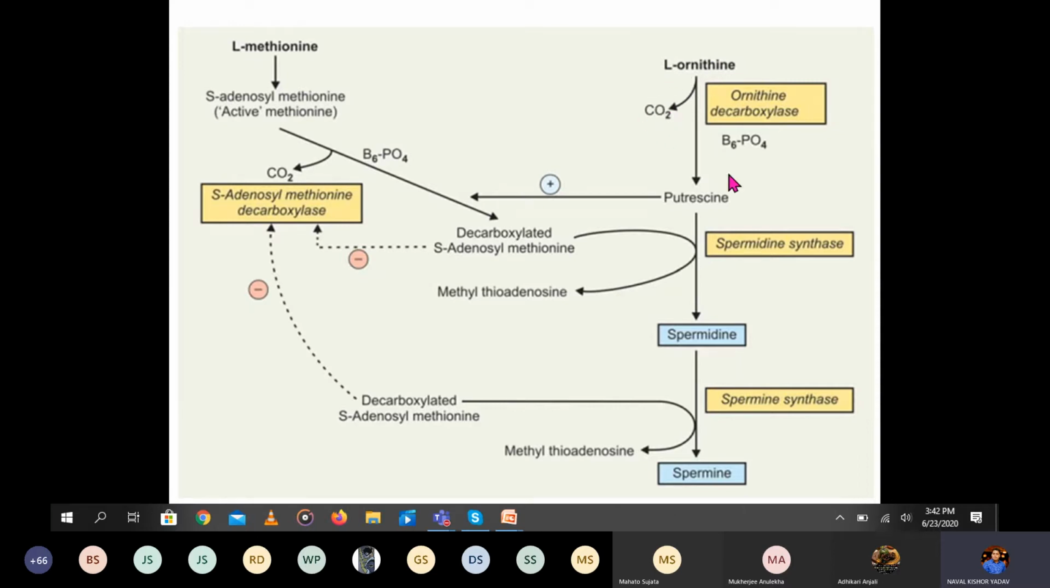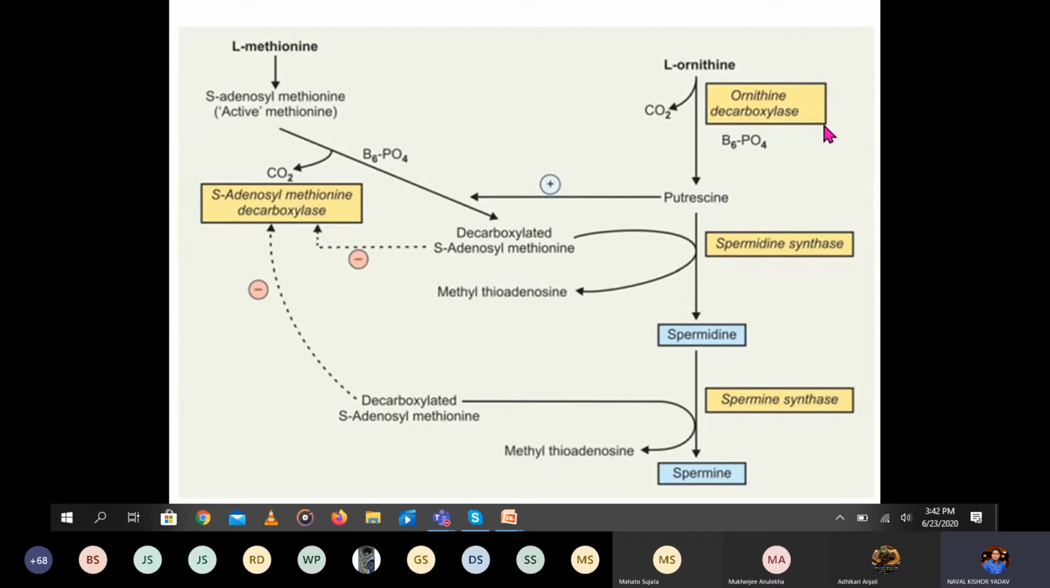Decarboxylation, so carbon dioxide is removed, and it forms the putrescine. This putrescine forms the spermidine by combining with the decarboxylated adenosyl methionine, and from this spermidine it forms the spermine. This reaction also combines with the decarboxylated S-adenosyl methionine with the help of the enzyme known as spermine synthase. So like this, it's very simple. Simply it can synthesize the polyamines. These are the two main polyamines, spermidine and spermine, which are synthesized from the ornithine.